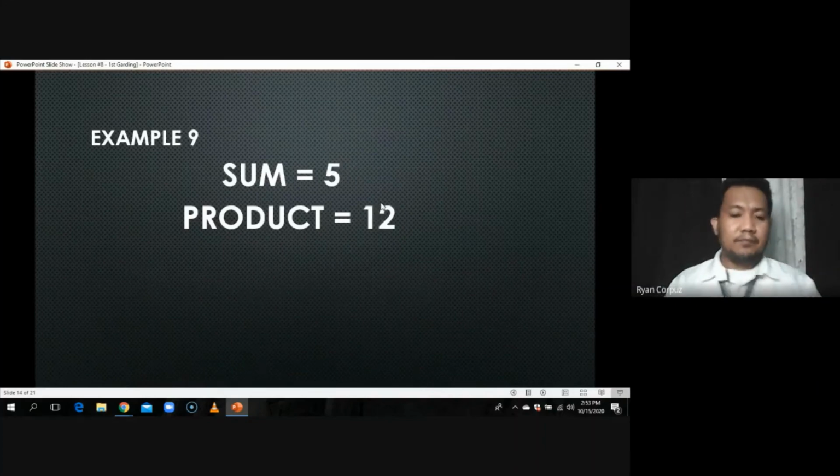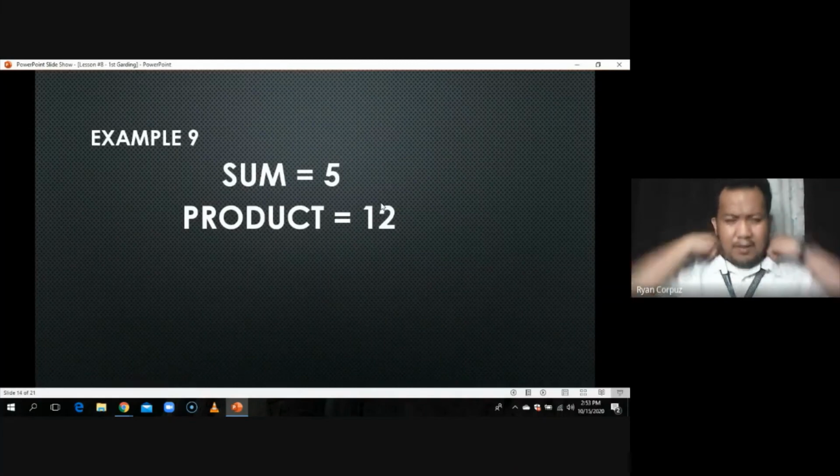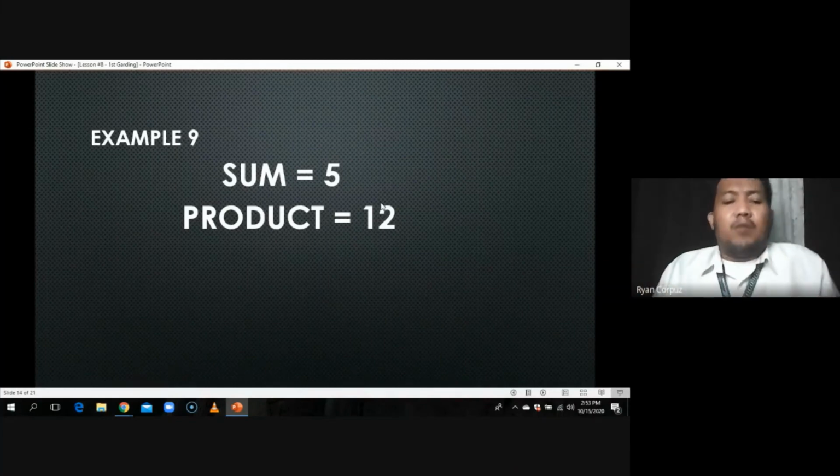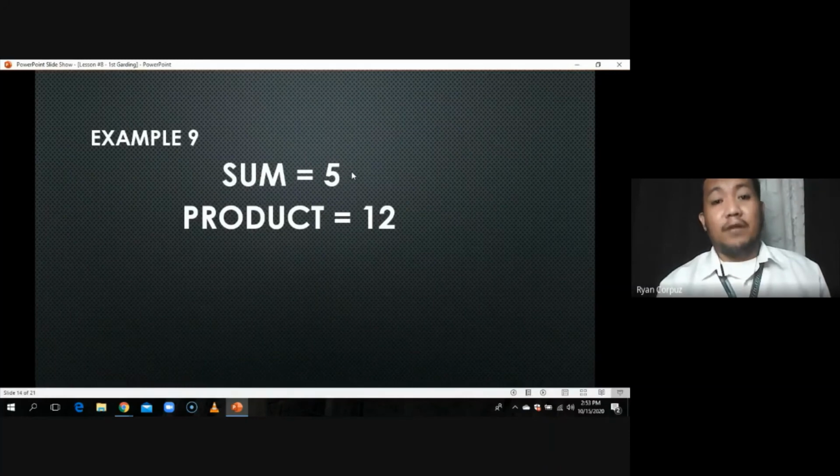Next, number 9. For number 9, the sum is 5 and the product is 12. Again, for the sum, since it is positive 5, we'll get the opposite of it. The opposite sign of it is negative 5. Again, the first term is x squared.